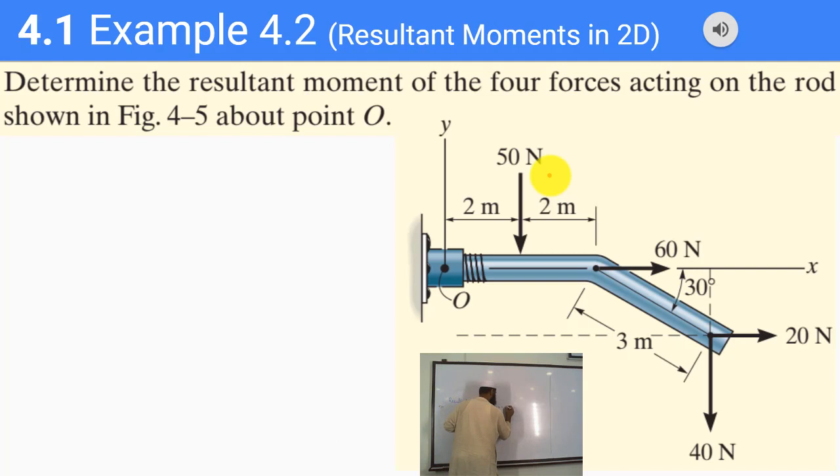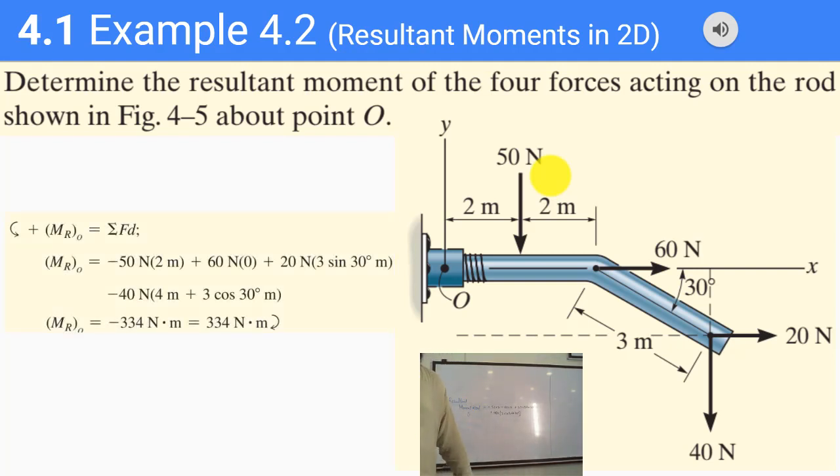And then we have the second force, which is 60, but the perpendicular distance is 0, so this will produce no moment. And then we have the third force, which is just 20 times 3 sine of 30 degrees. And this moment is going to be counterclockwise, so that is why this is positive. Okay, and then we have the fourth force, which is 40 times 2 plus 2 plus 3 cos of 30 degrees. So we can sum them all up and we get the total moment. As you can already see here, we have all these terms, and at the end we get a negative number.